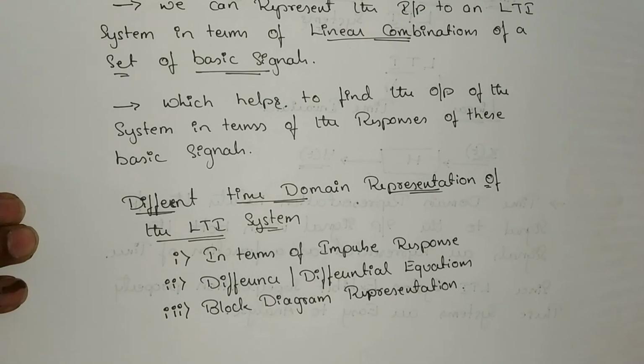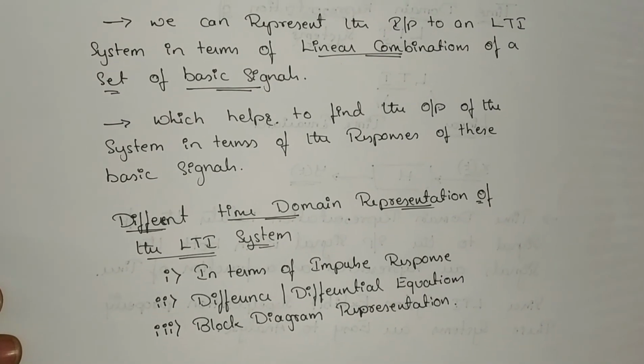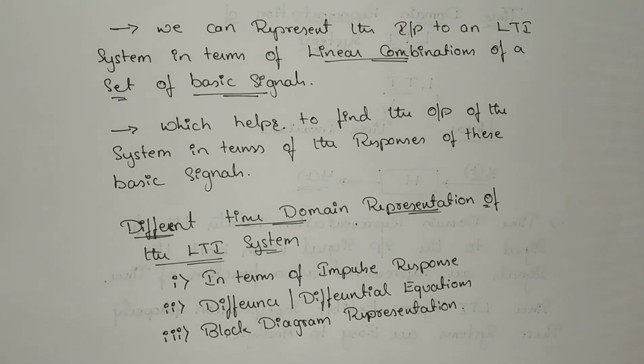Remember, in these three cases we are going to represent the input signal in terms of a linear combination of a set of basic signals, which in turn helps to analyze the output in terms of responses to these basic signals. Okay, this is about the introductory part of time domain representation of an LTI system. In the next video, we are going to discuss in detail these time domain representations of an LTI system, starting with the impulse response representation of an LTI system.